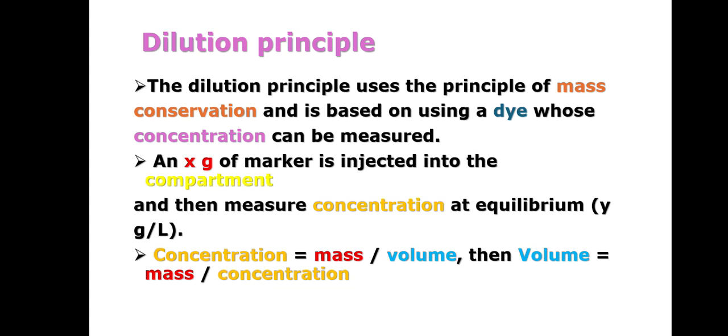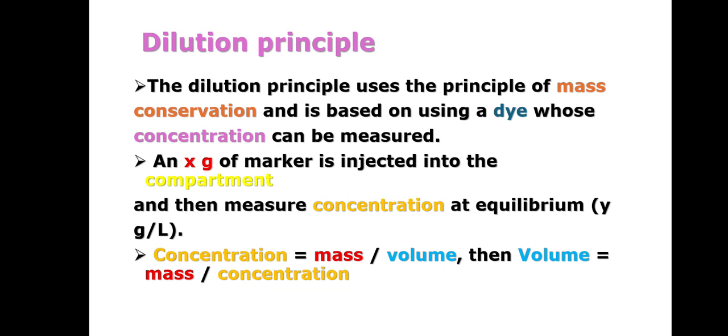Okay, so the dilution principle. Now we are specifically looking at how everything is done. The dilution principle uses the principle of mass conservation. Remember, we are injecting this dye into a particular human body. This dye has a specific mass and a specific concentration. And then we want to measure the volume of those body fluid compartments. How are we going to do that? Pay attention and listen to what I'm going to tell you.